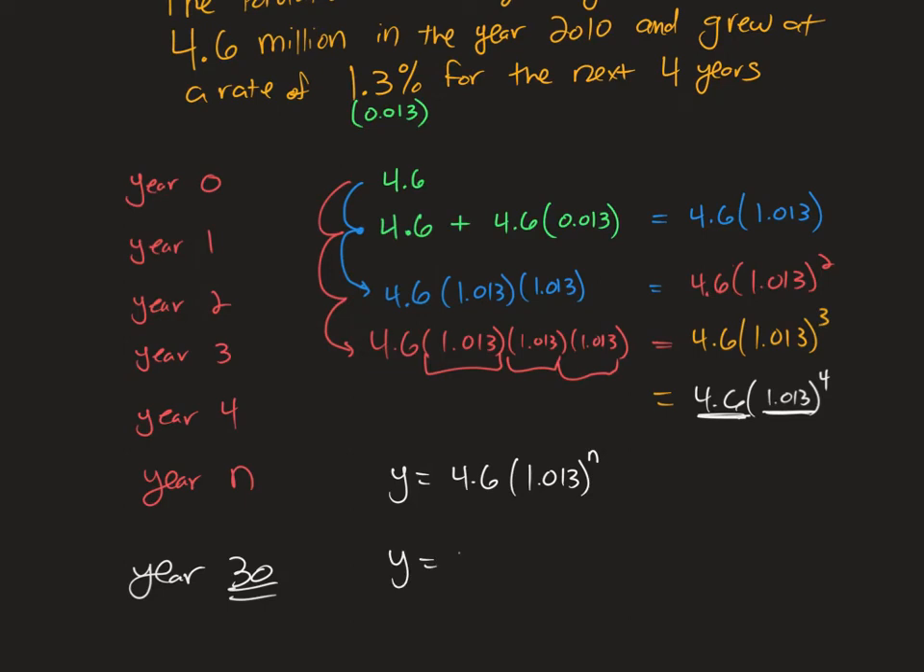So we'll substitute 4.6, 1.013, and we'll substitute 30. And we're going to need to use a calculator to determine the total number of people over 30 years. So 4.6 times 1.013 to the power of 30, I get 6.777, let's go out 3 decimal places. But that's in millions, right? Million people over those 30 years.